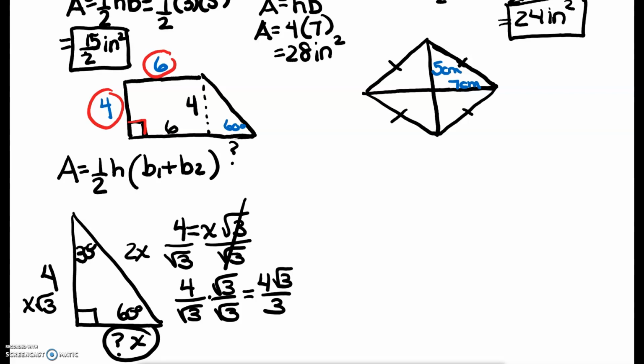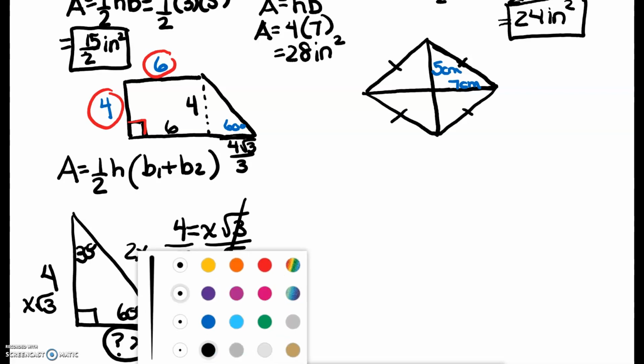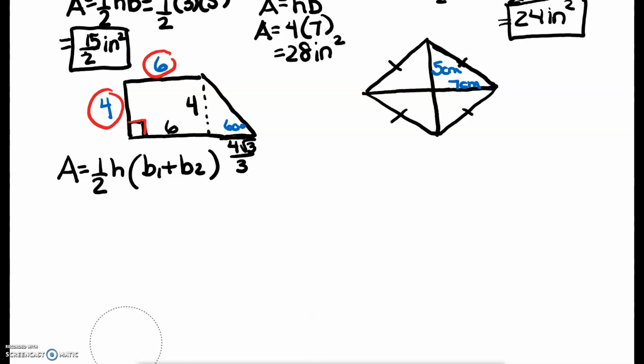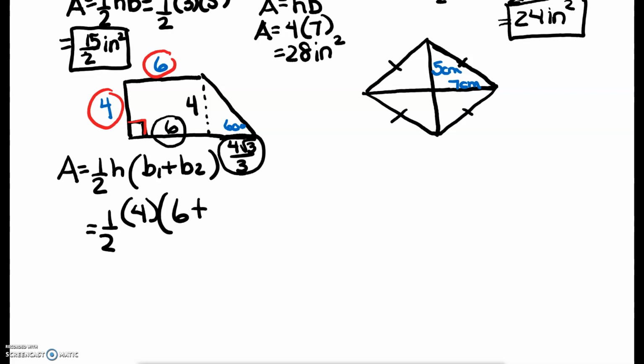So my base is a combination of 6 and 4 radical 3 over 3. All right, so I'm going to go ahead and erase my work so that you can see what I'm doing here when I finish off my formula. I'm going to plug in 1/2. My height is 4. Base 1 is 6. Base 2 is a combination of this 6 and this, it's addition. 6 plus 4 radical 3 over 3.